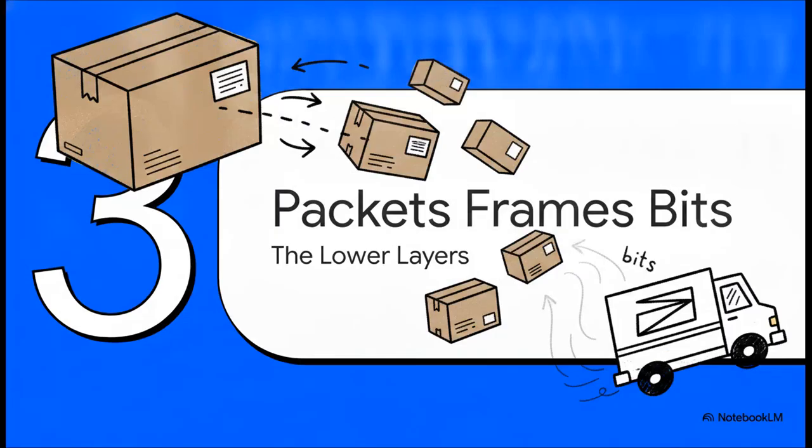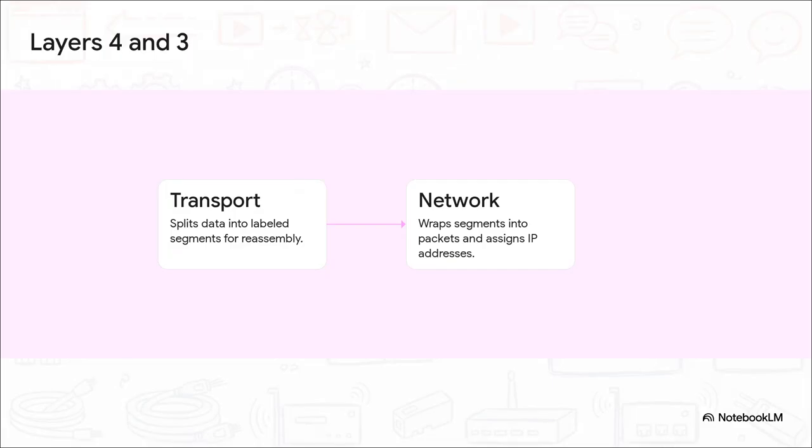Now that everything is formatted, encrypted, and the session is totally open, we transition to Section 3, Packets, Frames, and Bits. We're moving into the lower layers where the actual heavy lifting happens. Think of it like taking a massive, oversized package and splitting it into smaller, manageable, fully addressed boxes for the mail carrier. Let's look at Layer 4, the transport layer.